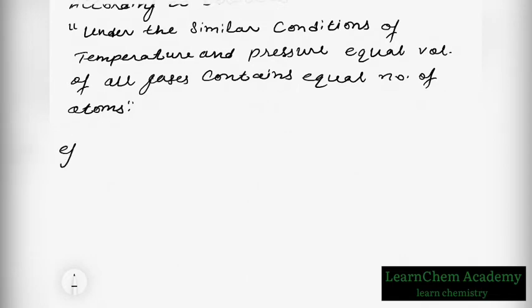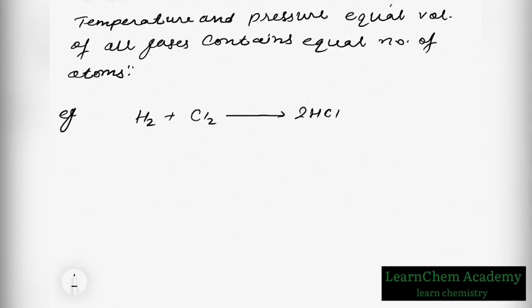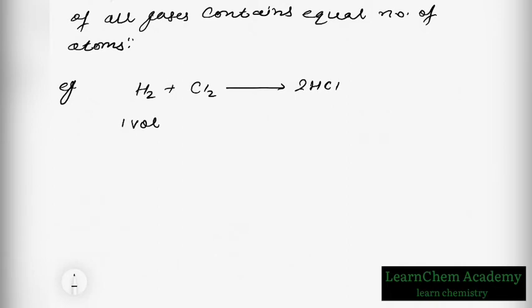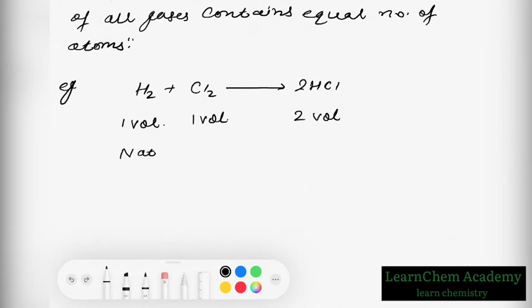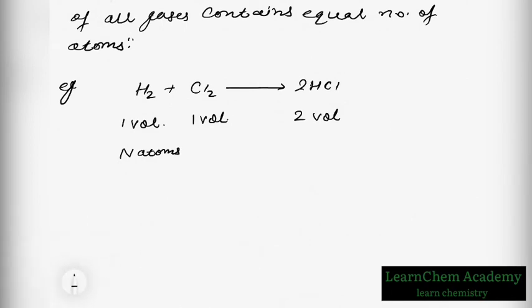So we can write an example. If hydrogen reacts with chlorine, it forms twice HCl, as we discussed in the previous law. So here one volume of hydrogen reacts with one volume of chlorine and forms twice the volume of HCl. Okay, so we can say that here n atoms of hydrogen react with n atoms of chlorine and form twice n atoms of HCl.